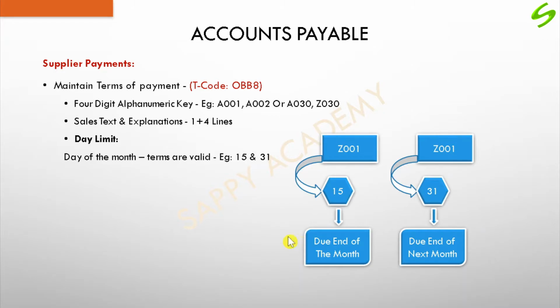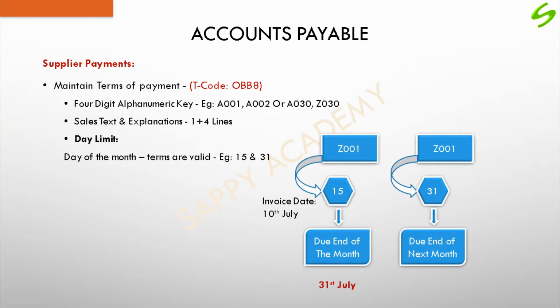Let us look at an example. Suppose the invoice date is 10th of July, which is before 15. In this case, my payment term says due end of the month. That means 31st of July. So in this case, my due date will be 31st of July.